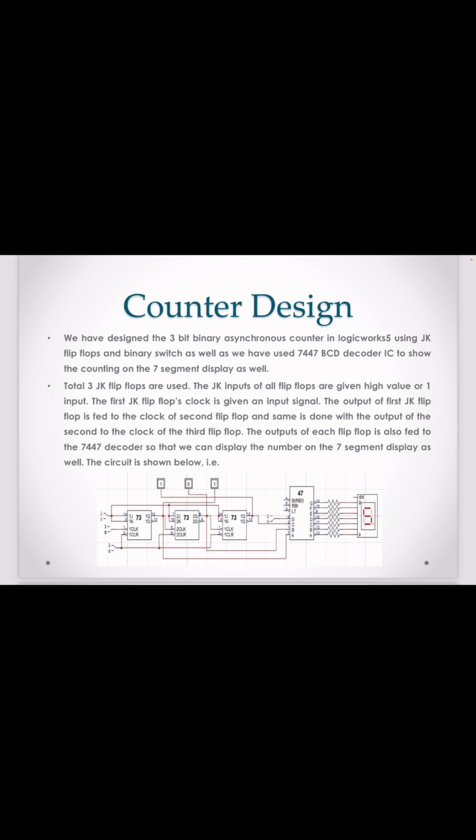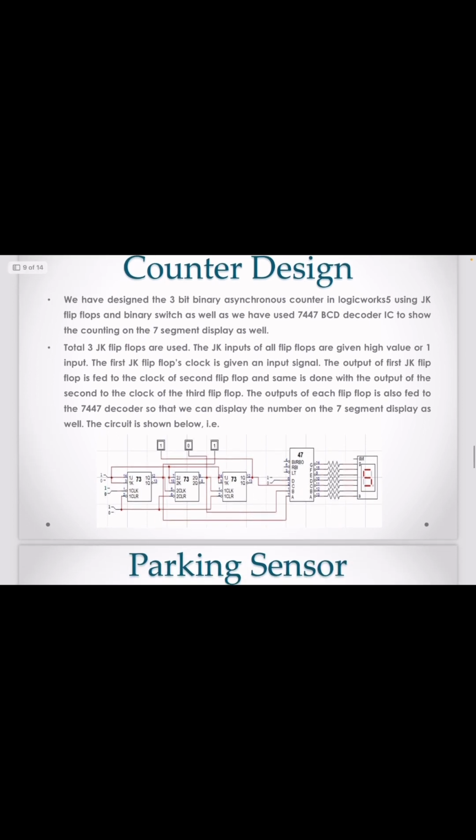The first JK flip-flop's clock is given an input signal. The output of the first JK flip-flop is fed to the clock of the second flip-flop, and the same is done with the output of the second to the clock of the third flip-flop. The output of each flip-flop is also fed to the 7447 decoder so that we can display the number on the 7-segment display as well. The circuit we have built is shown below.